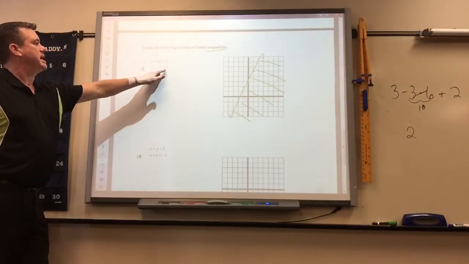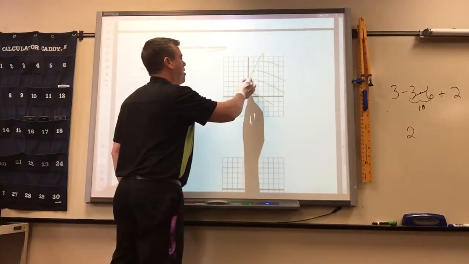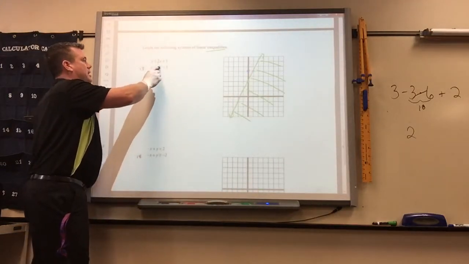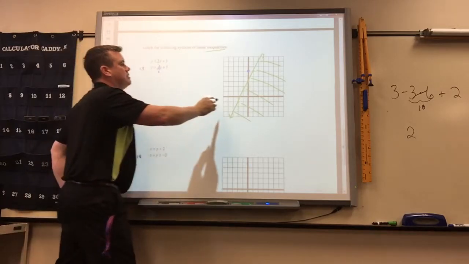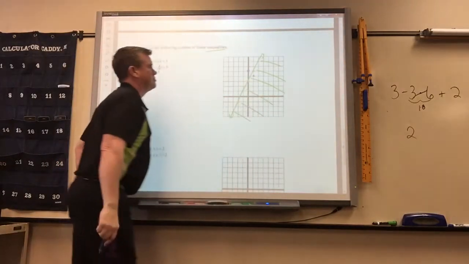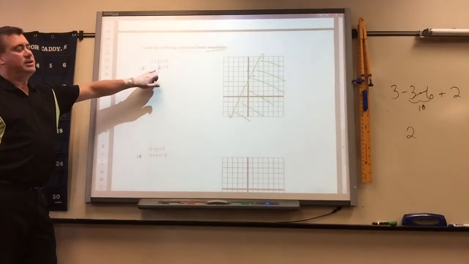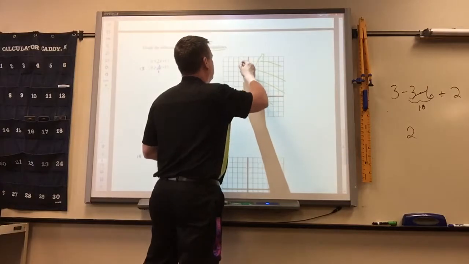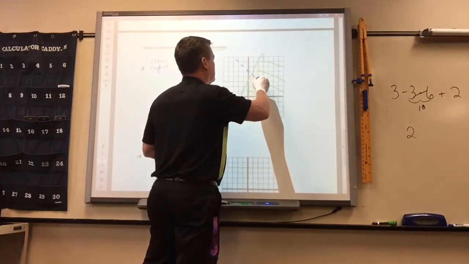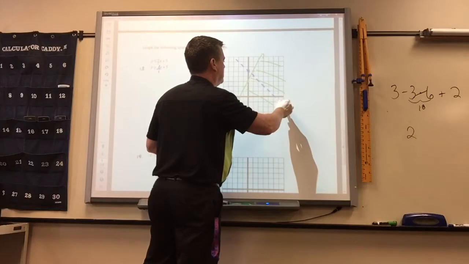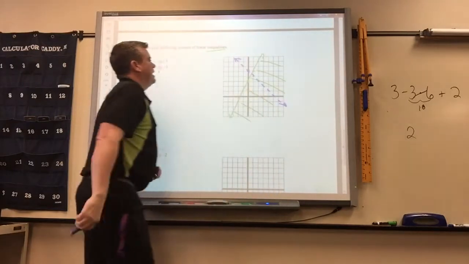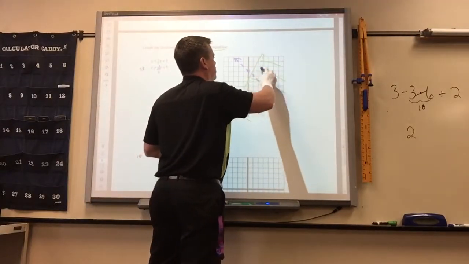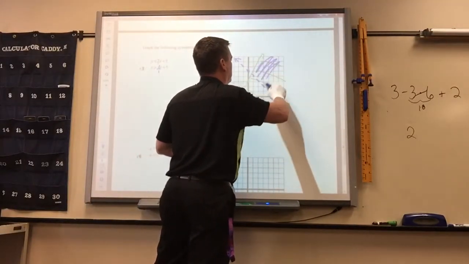Then this one crosses at a positive 5. With the slope, there's a negative in front of the x, which means that's negative 1 over 1. So you go down 1 over 1. That is not solid, it's a dotted line because it doesn't have the equal underneath. So you got to make this a dotted line. And then y is greater, so that's shaded above. So the part that would be shaded by both would be this part.